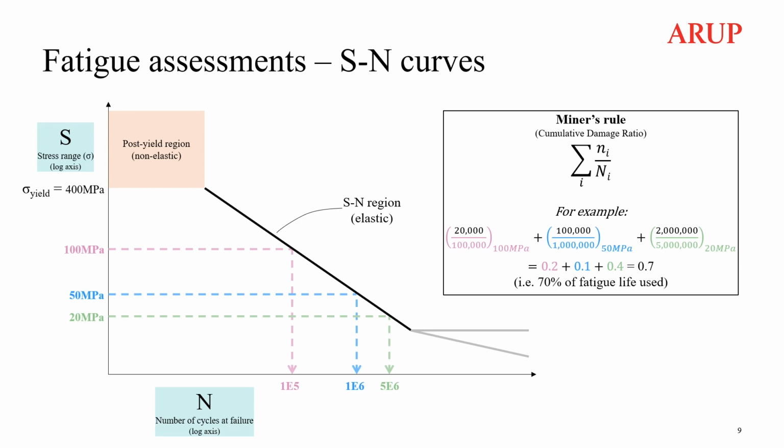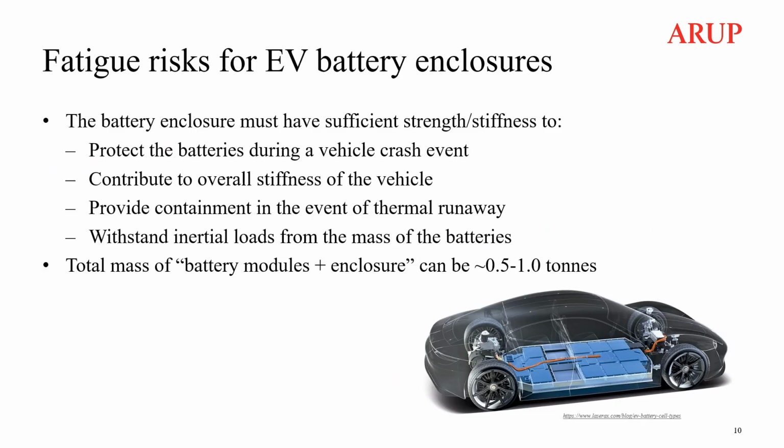It is important to consider the fatigue risks for EV battery enclosures due to the important job that they have to perform for a vehicle on the road. The battery enclosure must have sufficient strength and stiffness to protect the enclosed batteries in the event of a vehicle crash, to contribute to the overall stiffness of the vehicle, to provide containment of heat, pressure and fire in the event of a thermal runaway, and to withstand the inertial loads from the mass of the batteries.